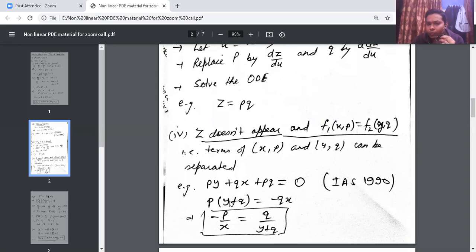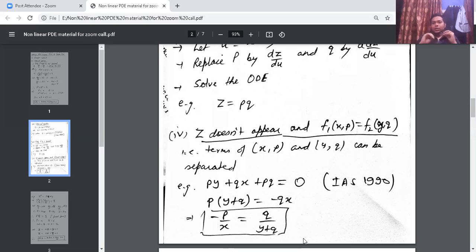So what you can do is, you can write it in this form: minus p by x equal to q upon y plus q. Now here p and x are separated, q and y are separated. Now the process is, you take minus p by x as a, and q by y plus q, that is the second function, as b, and then you can solve for p and q, and then you can find dz, where dz equal to p dx plus q dy. You can solve it that way.